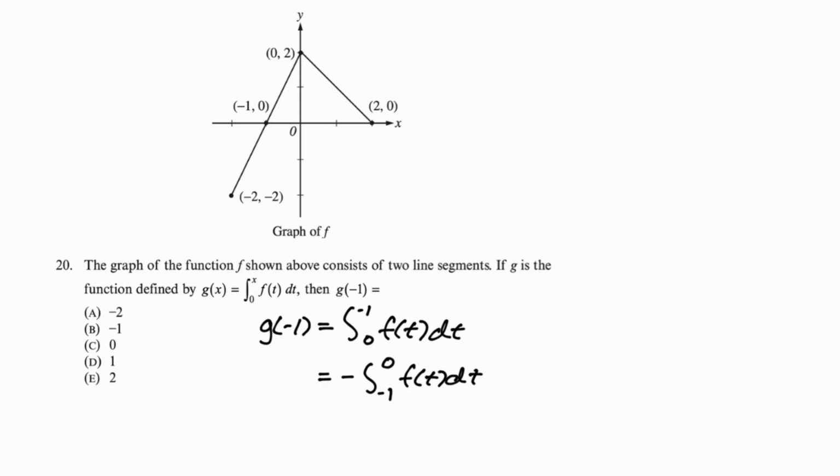Let's do some geometry. On our figure, we have to go from -1 to 0, which is this region right here. That's definitely a triangle, so the area is 1/2, the base is 1, the height is 2. So the area of that region is +1, but we're just subbing that in for the integral from -1 to 0, so we're going to get the opposite or negative of the thing we got. So -1, our answer is B.